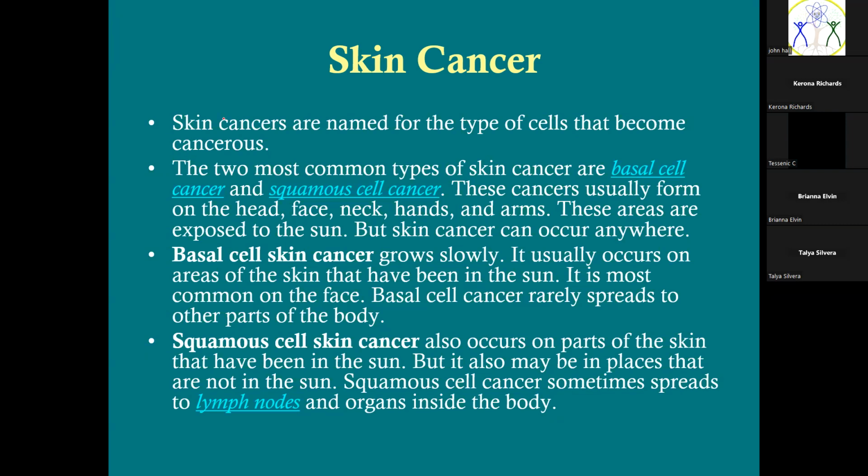All right. That said, the two most common types of skin cancer: you have basal cell cancer and you have squamous cell cancer, all right? Now, they're usually found on the head, face, neck, and arms. Why? Because those are the parts of your body that are most exposed to the sun. That said, you can get skin cancer anywhere. Remember, I just said to you, Bob Marley got it on his big toe, right?